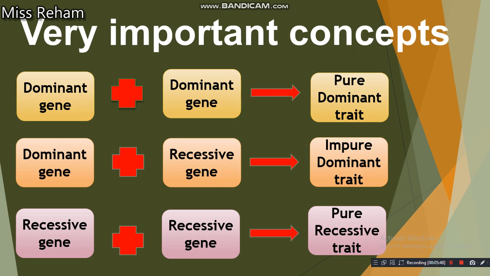Dominant trait may be pure dominant and it may be impure dominant. Pure dominant when it is produced from aggregation between two dominant genes, and impure dominant when it is produced from aggregation between one dominant and one recessive gene.